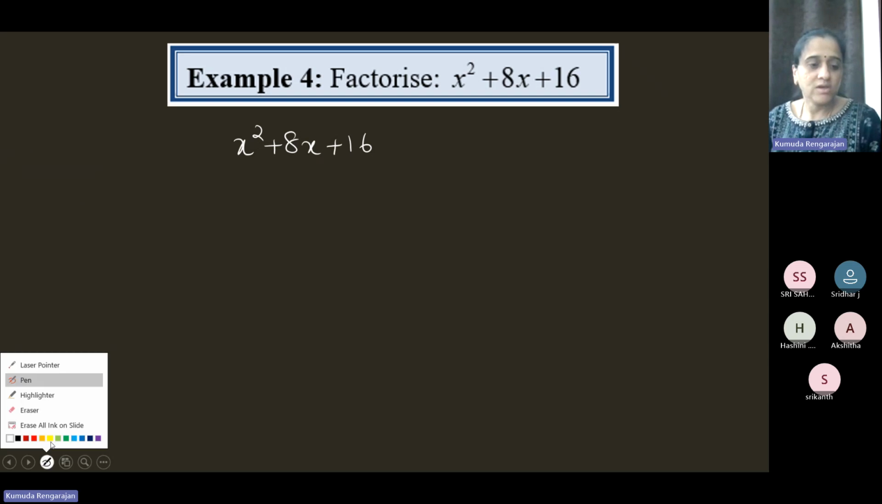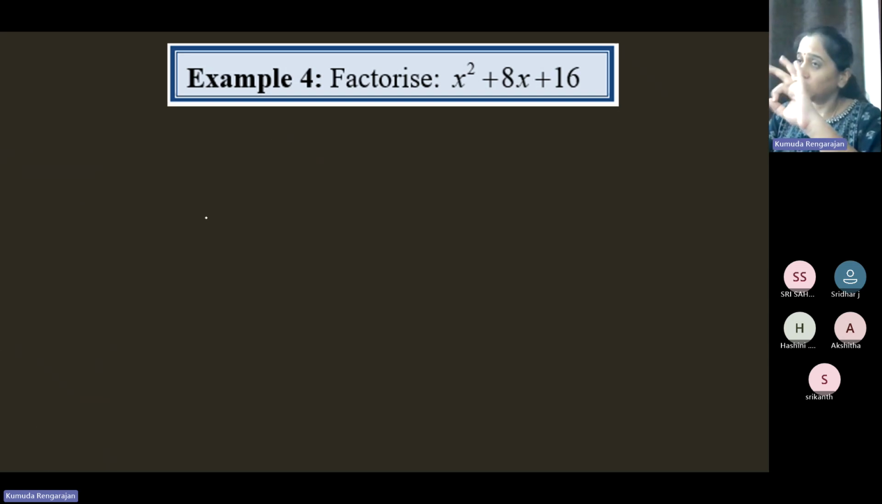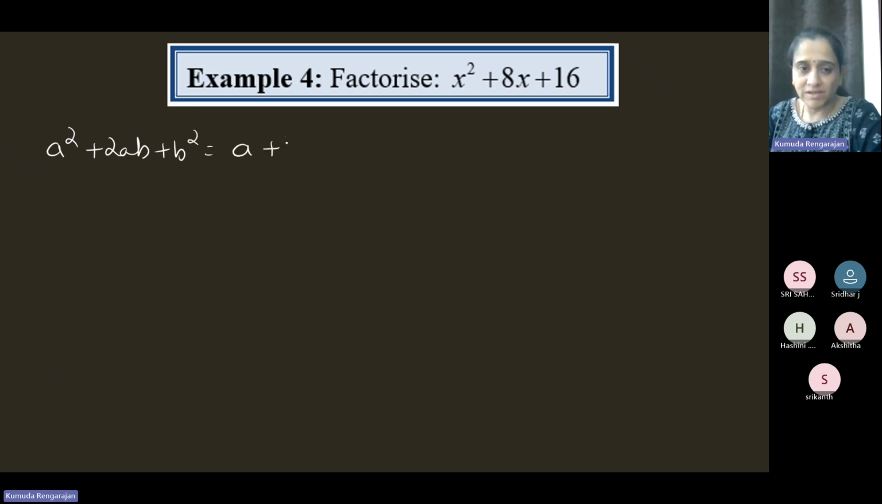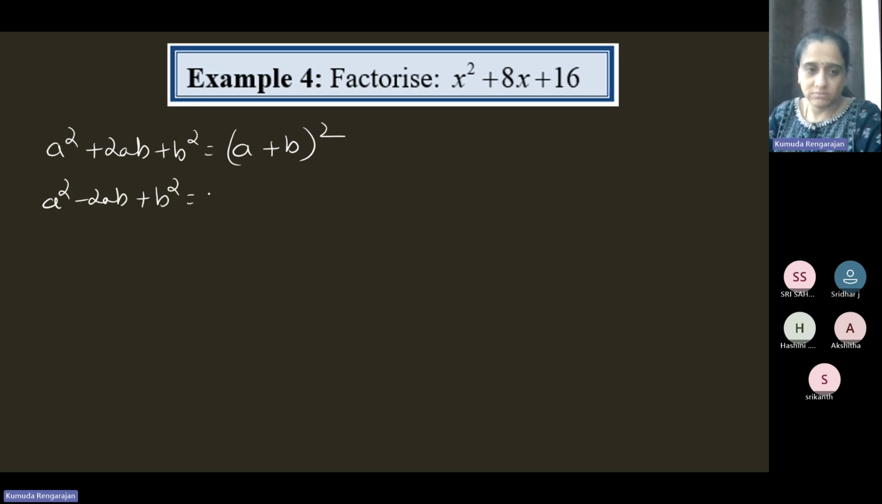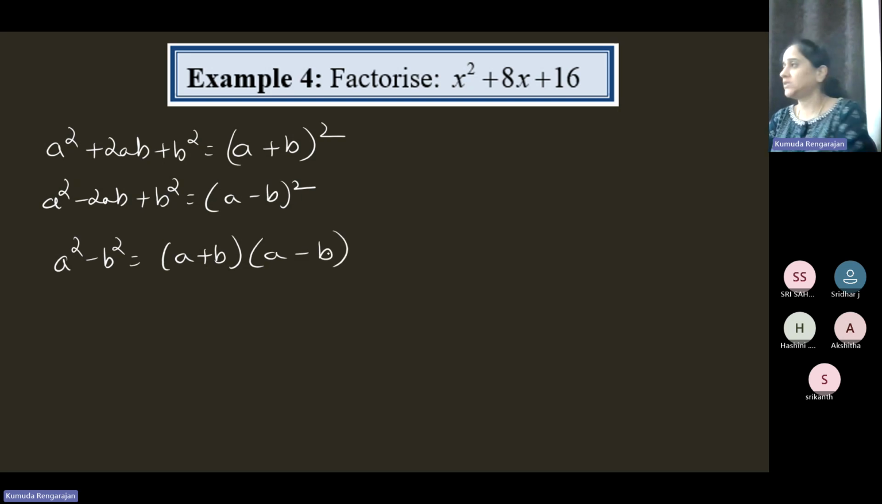Okay, so here you're going to use the identities. We have learned three identities, right? a squared plus 2ab plus b squared is equal to a plus b the whole square. a squared minus 2ab plus b squared is equal to a minus b the whole square. Then a squared minus b squared is equal to a minus b into a plus b, or a plus b into a minus b.